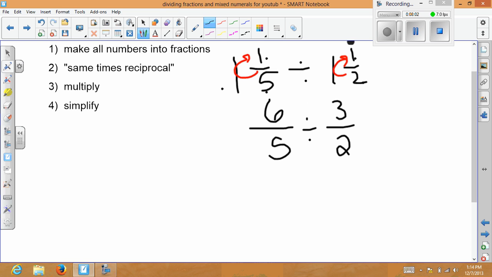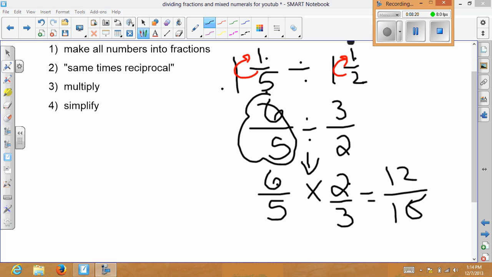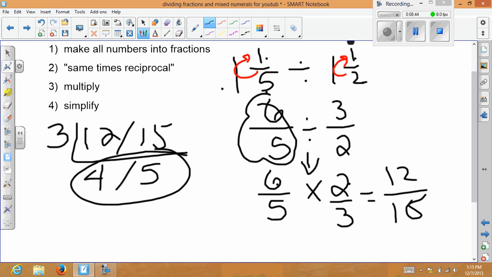Same times reciprocal, same never, ever, ever changes. So there's that force field, it just pops straight down, times the reciprocal of 3/2, which is 2/3. Step 3, multiply. 6 times 2, that is 12. 5 times 3, that is 15. So I have 12/15. If I think about a number that will divide into both of those, 3 is a factor of 12 and 15, so 12 divided by 3 is 4, 15 divided by 3 is 5, so 12/15 simplifies to be 4/5.